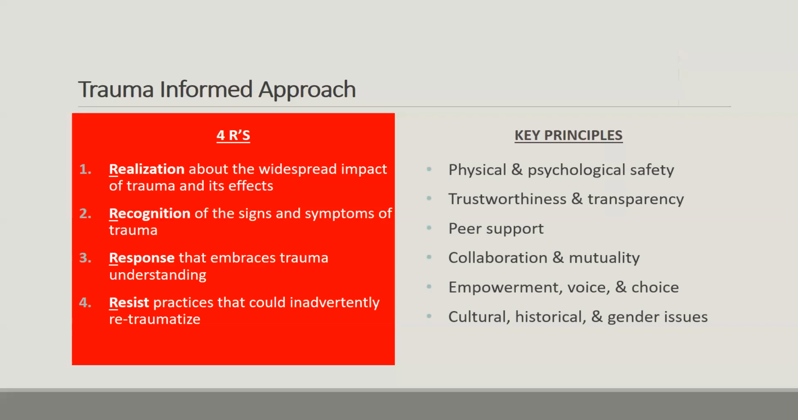When we look at the key principles that are aligned with the trauma-informed approach, we can really start to get a sense of the community that's being built, the relationships that are being built, and just the connection beyond the school to a broader context. So we're striving for physical and psychological safety, trustworthiness and transparency, peer support, collaboration and mutuality, empowerment, voice and choice, and cultural, historical, and gender issues. So again, it's bigger than the school, and we're really opening ourselves up to that possibility.